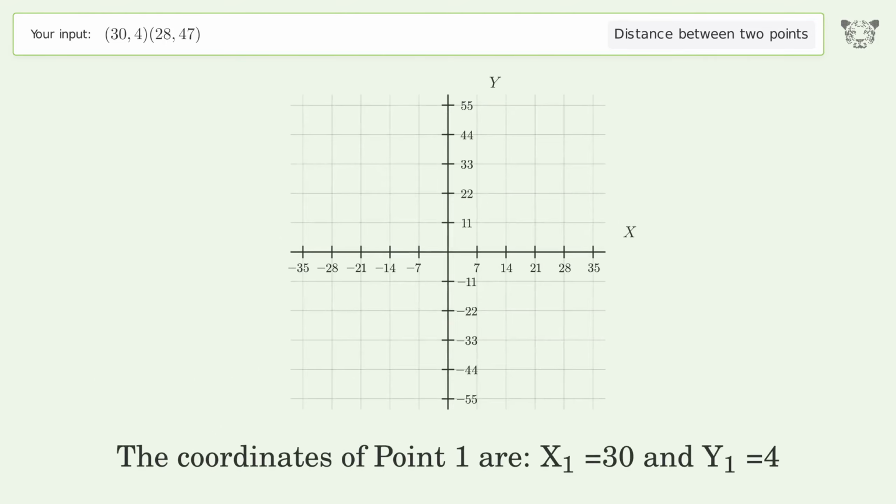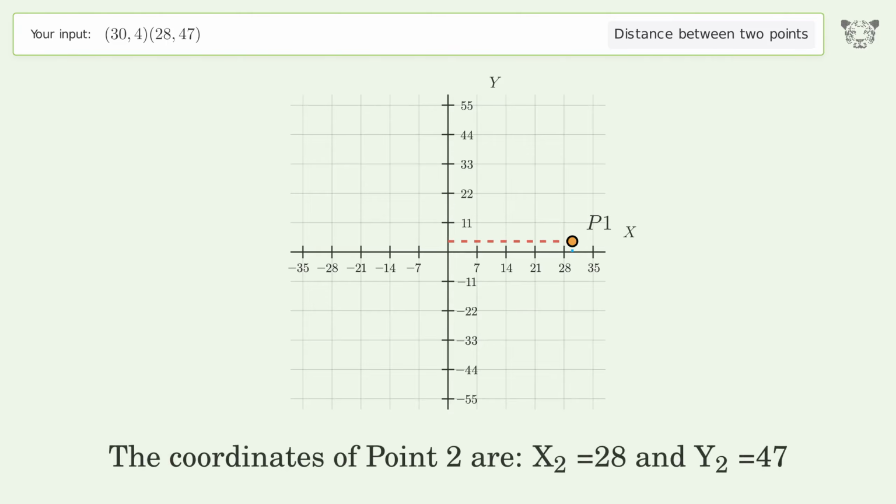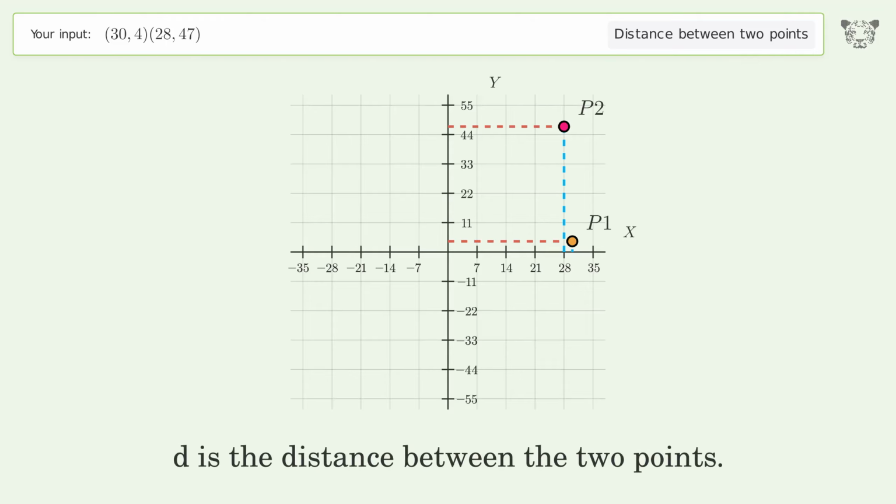The coordinates of point 1 are x1 equals 30 and y1 equals 4. The coordinates of point 2 are x2 equals 28 and y2 equals 47. D is the distance between the 2 points.